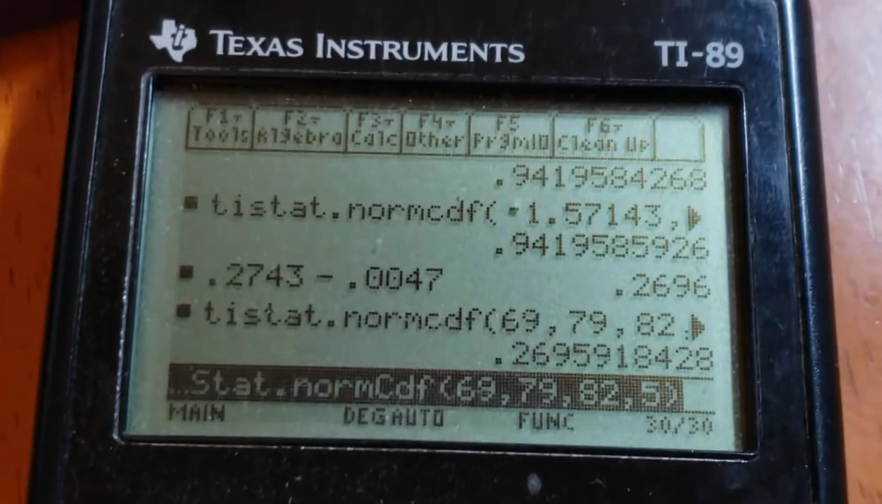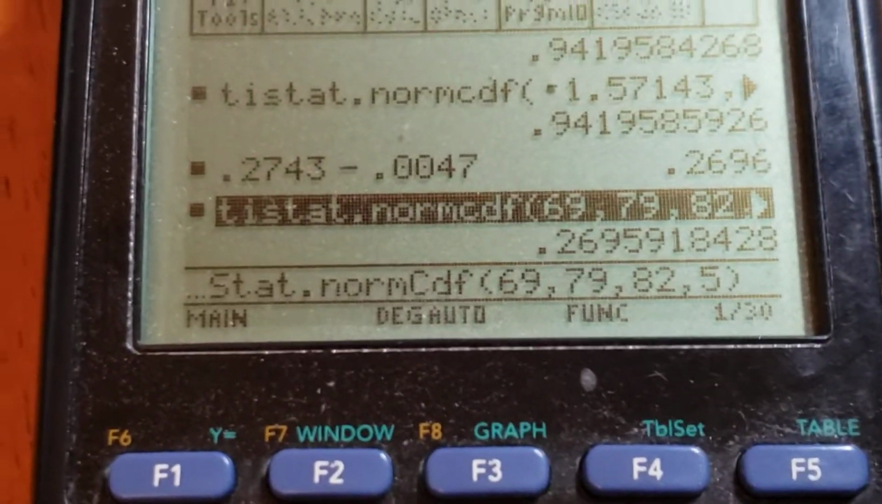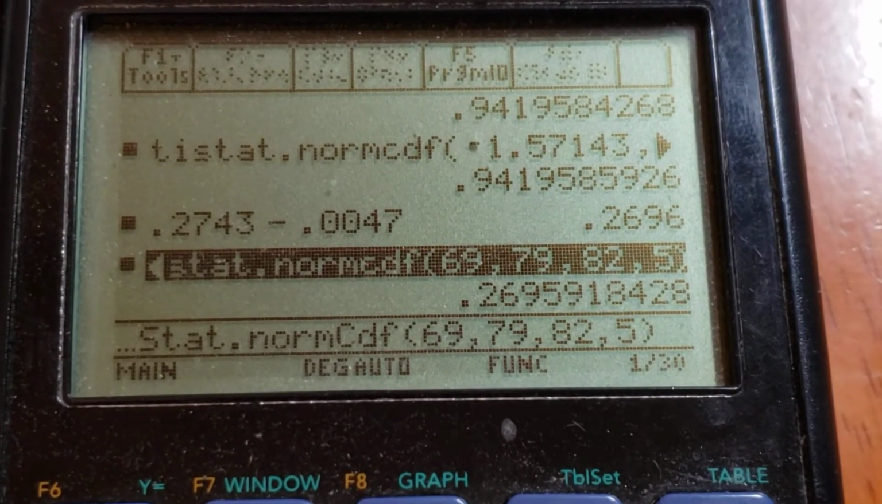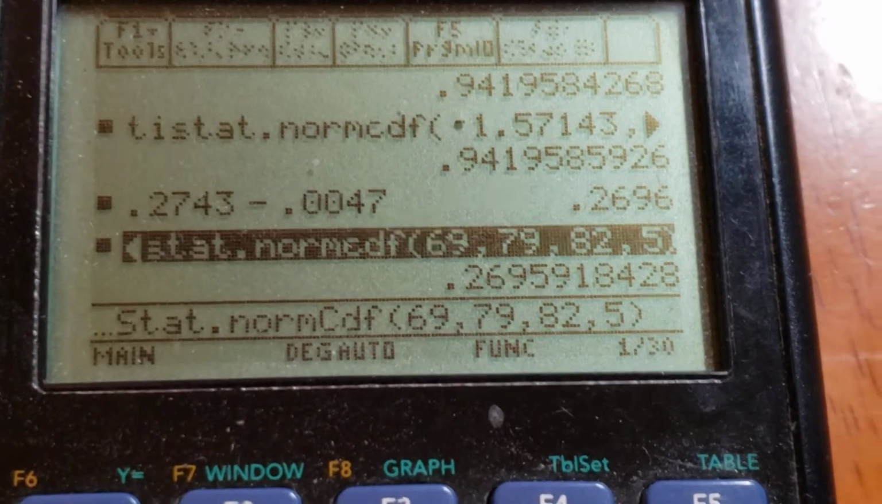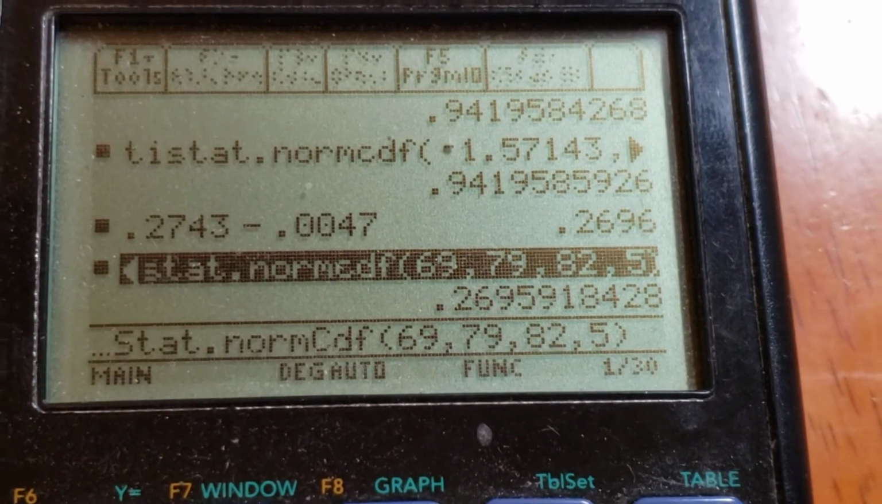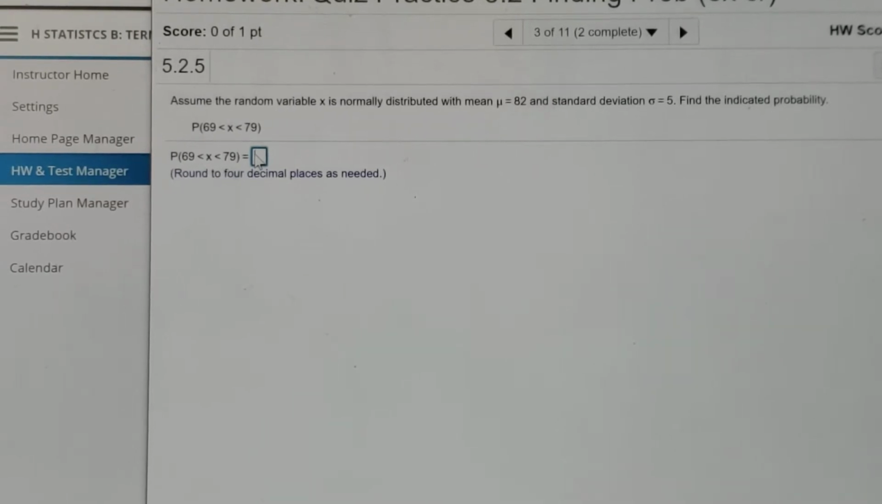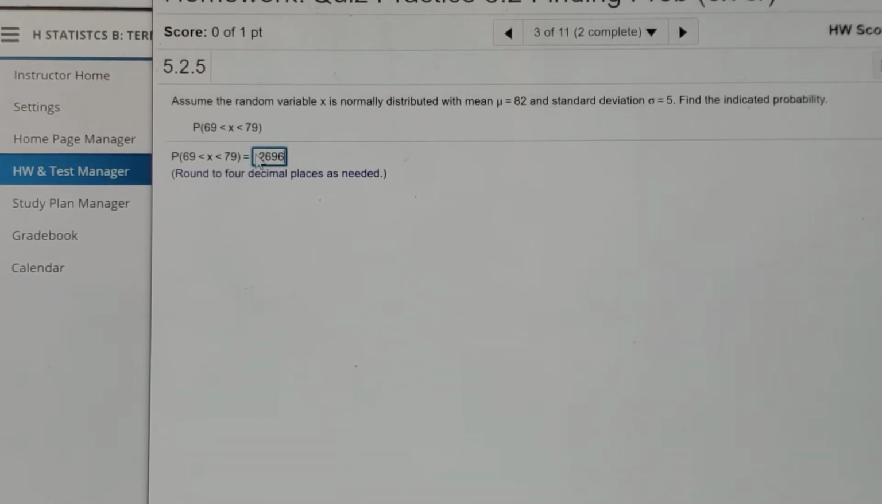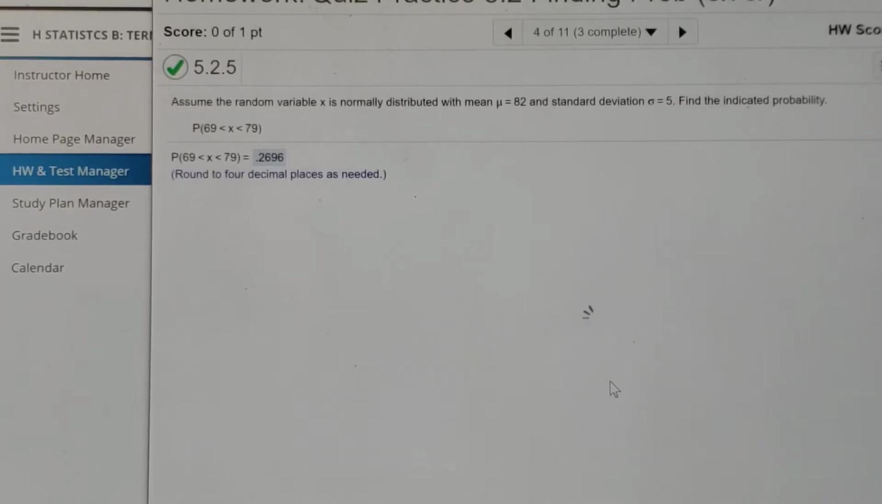I checked it on my calculator here. I didn't check it with my z-scores. You can see here my normal CDF, low is 69, high is 79. My mean of 82, my standard deviation of 5. You can see that number that's going to round to 0.2696. You can see my calculation right above it that I did here. Let's check our answer, 0.2696. Enter, yay. Let's see what else we got here.